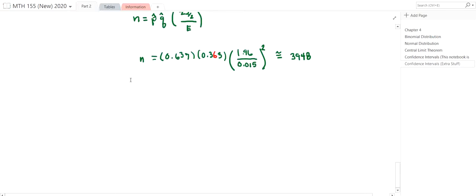So the key thing here, though, is looking at your problem statement and determining that you're dealing with proportions and not with means. So you need to practice that a little bit. And while you're working on your homework, towards the end of your homework, the proportion problems start. So that makes that a little easier to figure out that you've moved into proportions territory.